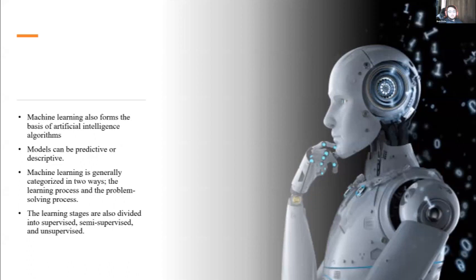Machine learning also forms the basis of artificial intelligence algorithms. Artificial intelligence algorithms are dynamic systems and must have the ability to learn. Machine learning models can be predictive or descriptive. The models have two phases, the learning phase and the problem-solving phase. The learning stages are also divided into supervised, semi-supervised, and unsupervised.